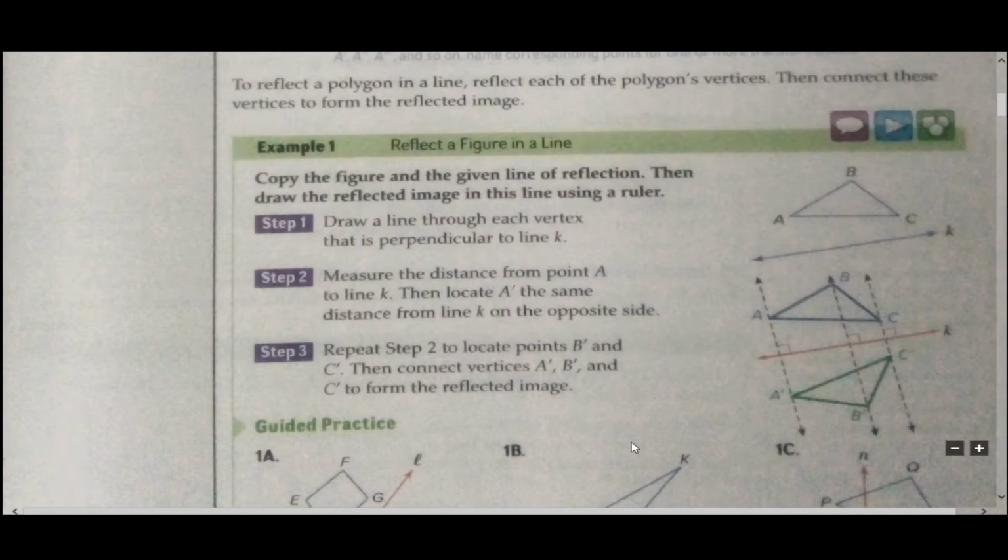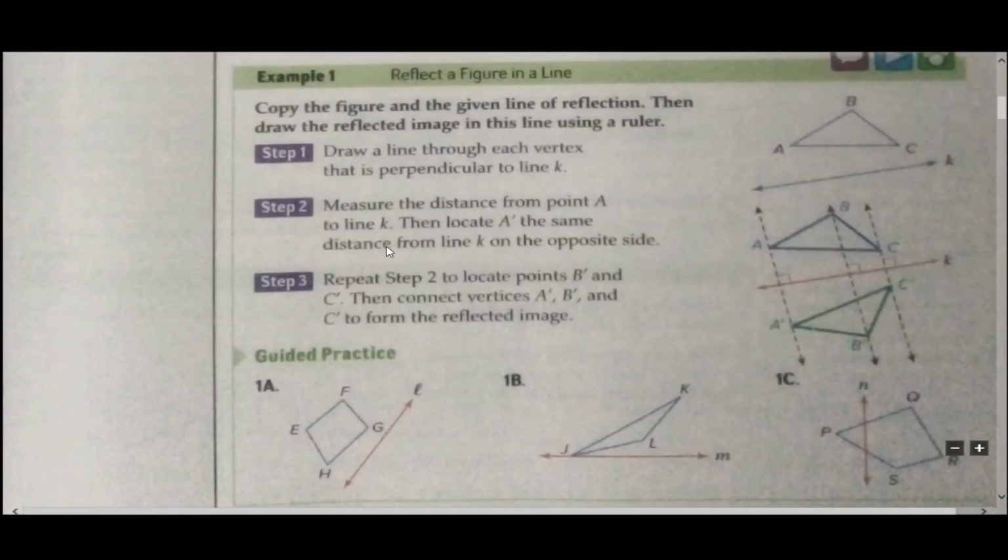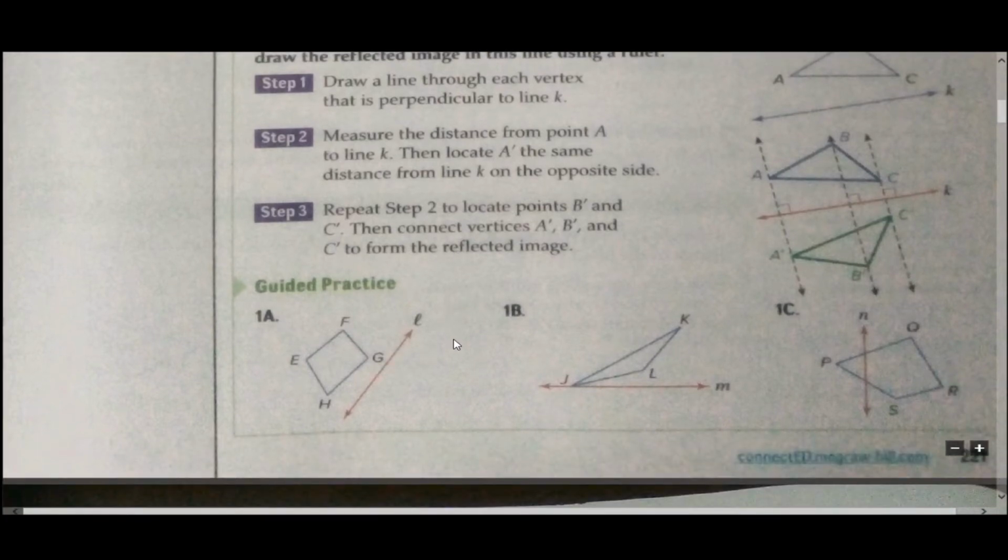So they're going to give us some images or pre-images to reflect, right? So they give us this shape and a line to reflect it over. So what you do is you create lines perpendicular to K, and then you find the bisector by finding the distance from this point to the line, and then you just reflect it over and do the same thing. So that's what they do over here. Measure the distance opposite, and then you draw the image. So this is some guided practice we can do, but let's keep going.